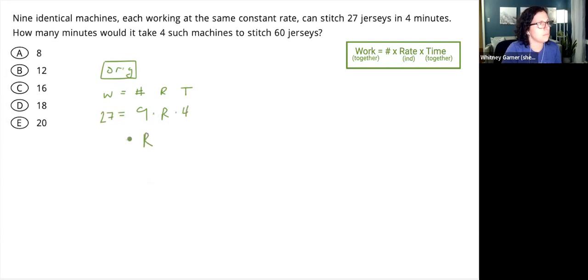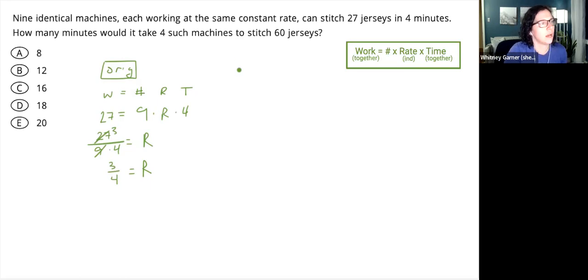So my rate, I don't ever multiply these things out yet. I always cancel them first, 9 times 4. Now I'll cancel it. 9 goes into 27 three times. So my rate is 3 jerseys every 4 minutes.